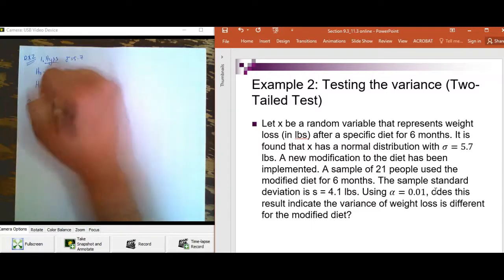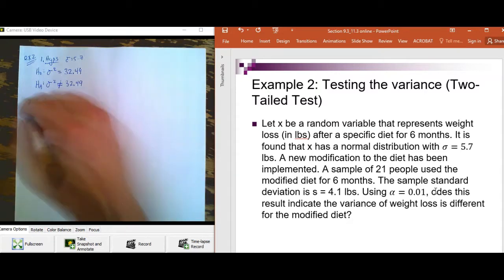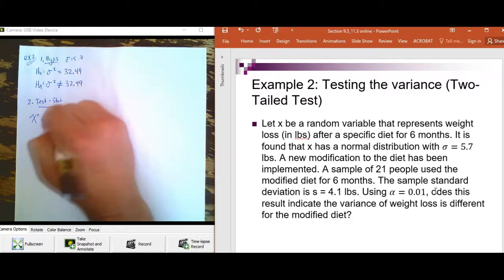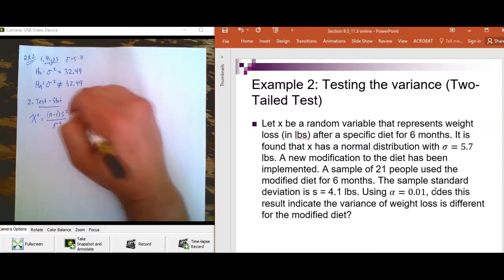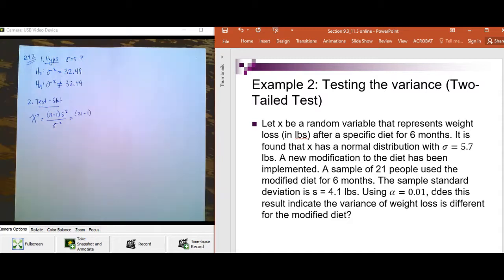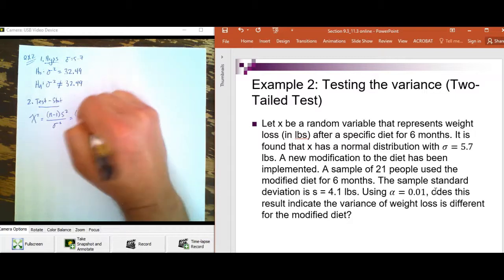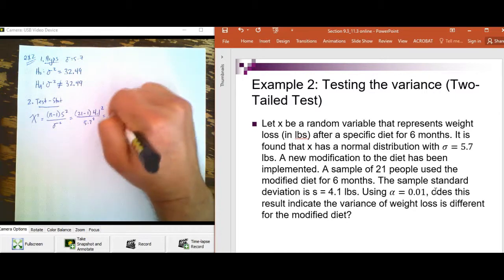Two, our test statistic. Recall this uses the chi-square distribution. The test statistic was n minus 1 times s squared over sigma squared. So we have a sample of 21 minus 1. Sample standard deviation was 4.1 squared over 5.7 squared. Let's see what we get. So here I'm getting 10.35.